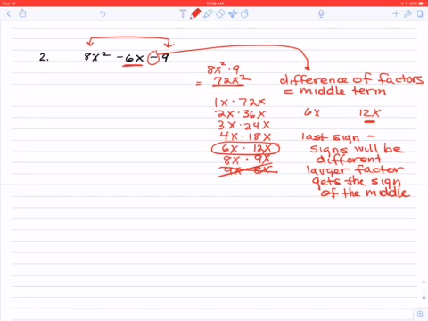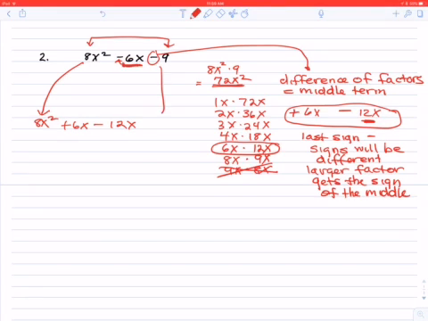All right, well, the middle term is a 6x. The sign is a negative. So the larger factor, the 12, gets the negative, and the signs will be different. So the 6x gets a positive. All right, so I'll bring down the first term. Instead of that middle term, I'll replace it with that difference, plus 6x minus 12x. And I'll bring down the last term.